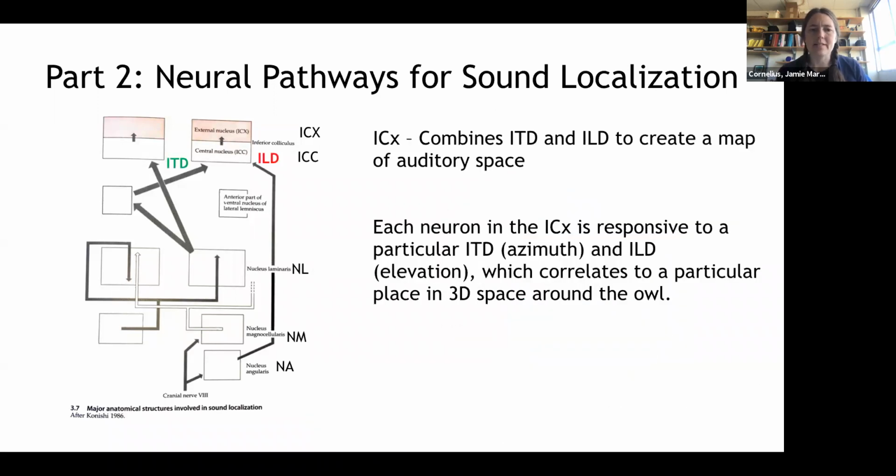Okay, so here's the ICX, where you get a combination of ITD and ILD, the timing differences and the level differences, in order to create that elevation and azimuth map. So you get a 3D map in the ICX. Each neuron in that brain structure is responsive to a particular azimuth combined with a particular elevation. And that's going to correlate to a particular space in 3D space around the owl. And so you've essentially taken sound, timing, and level cues and turned them into a place signal in the brain, which is just very cool.